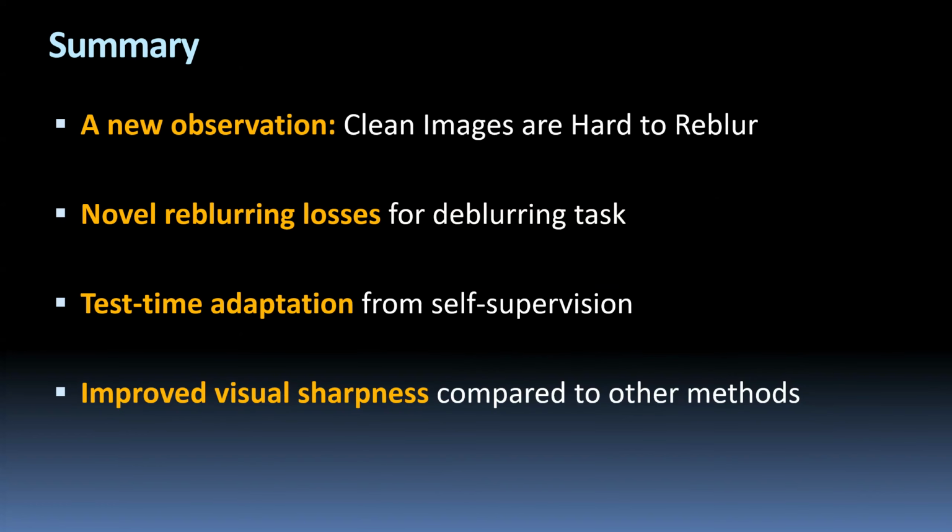To summarize, we present a new observation that clean images are hard to reblur. We proposed novel reblurring loss terms for better training of deblurring models, and show that self-supervised test time adaptation helps. Finally, we achieved an improved visual sharpness.